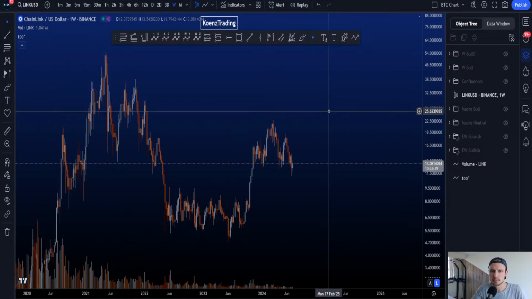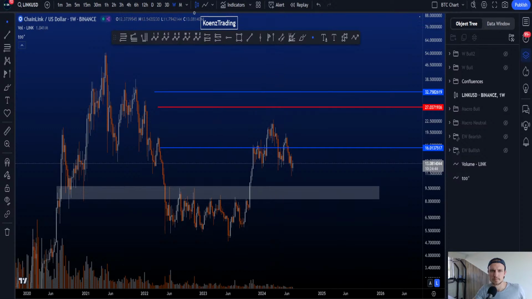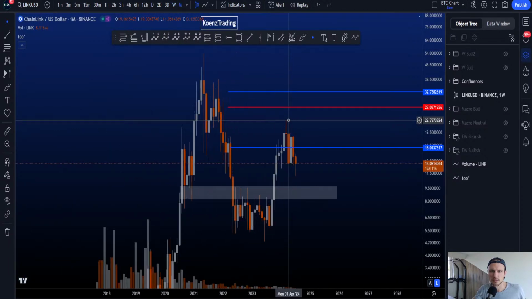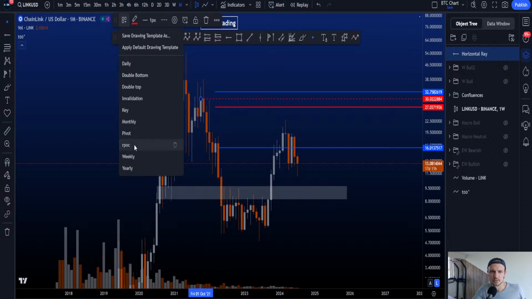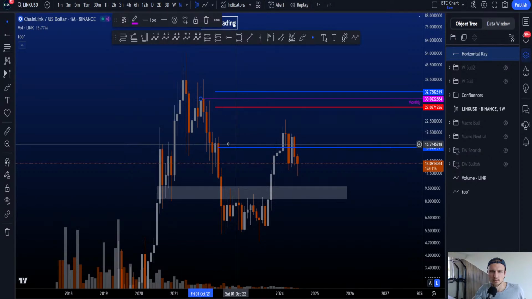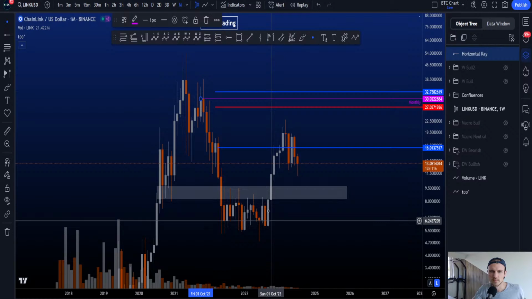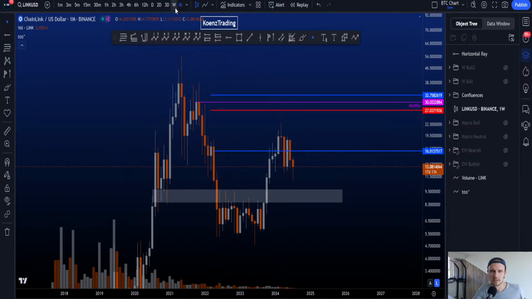So yeah, that's pretty much it with regards to Link. I'm gonna have a quick look if there's some more support or resistance areas on the chart here. This monthly already touched. This is too low, so that's not interesting.